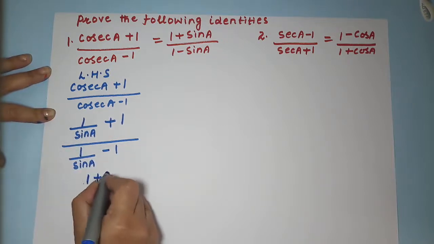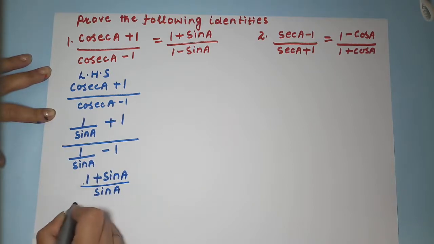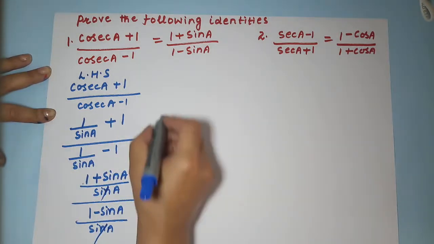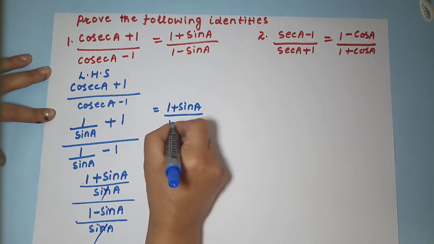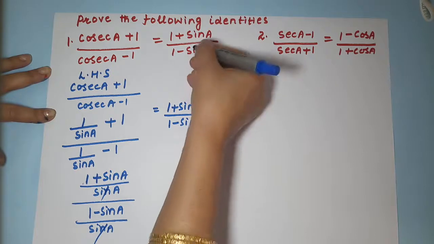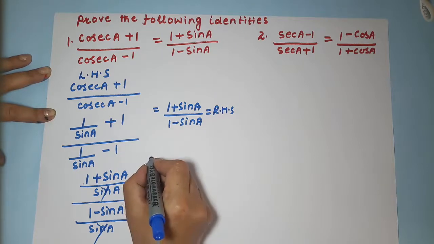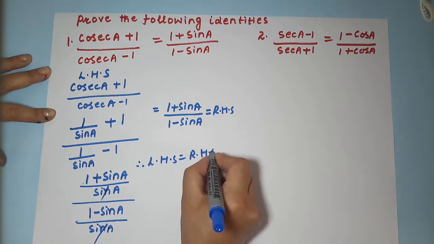So I get 1 plus sine A upon sine A. And in the denominator again I can take sine A common, LCM. So I'll get 1 minus sine A, right? So what will happen? I will get rid of this. So finally, what am I left with? 1 plus sine A upon 1 minus sine A. Is it my right hand side? Yes. Then equal to right hand side. So then finally you write, therefore left hand side is equal to right hand side, right?